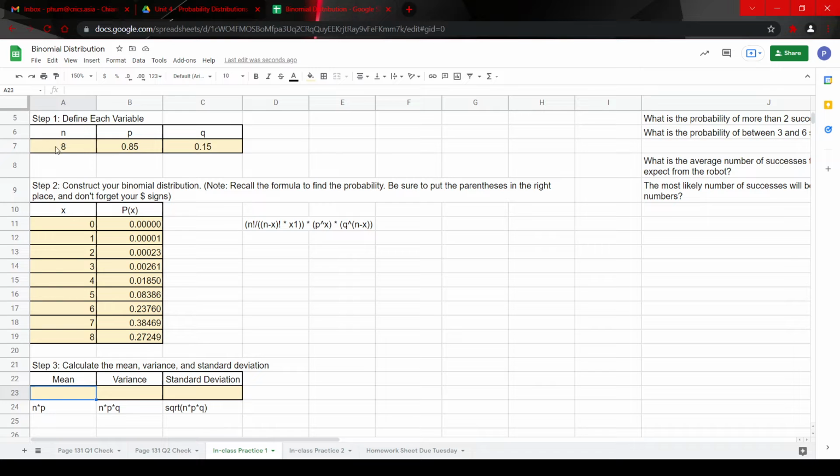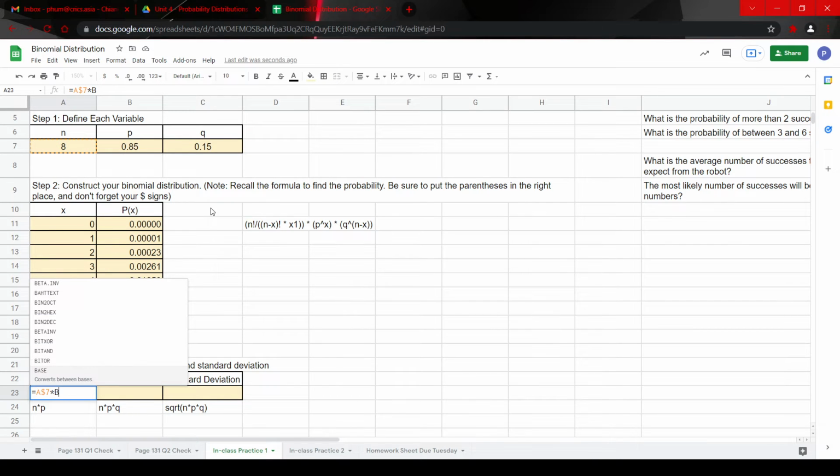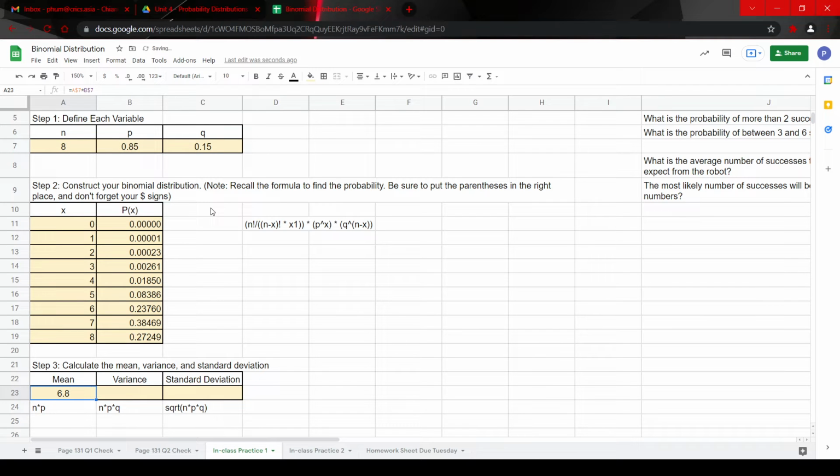So in this case, I will go ahead and do so. My mean is my n multiplied by my p, so equals A$7 times B$7, which is 6.8. My variance is A$7, that's where my n is, times B$7 times C$7, which gives me 1.02. My standard deviation is the square root of the variance, so equals the square root of my variance, which gives me 1.0, basically 1.